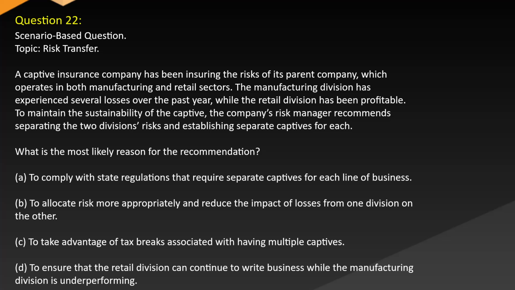A. To comply with state regulations that require separate captives for each line of business. B. To allocate risk more appropriately and reduce the impact of losses from one division on the other. C. To take advantage of tax breaks associated with having multiple captives. D. To ensure that the retail division can continue to write business while the manufacturing division is underperforming.